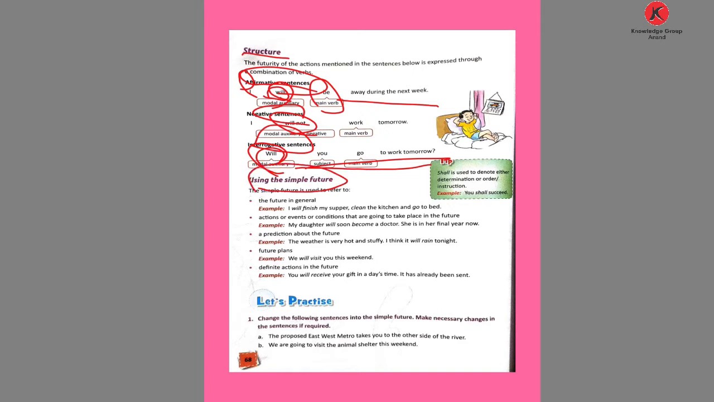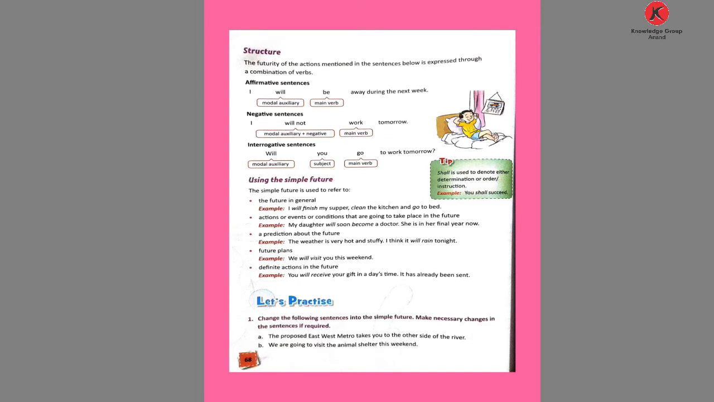Now using the simple future tense. What is the simple future tense? So the simple future is used to refer to what? The future in general. Showing the future in general. See the example. I will finish my supper, clean the kitchen and go to bed. I will finish my supper. In the future, he will finish his supper, clean the kitchen and go to bed. Okay, showing the future in general. Actions or events or conditions that are going to take place in the future, showing future action.